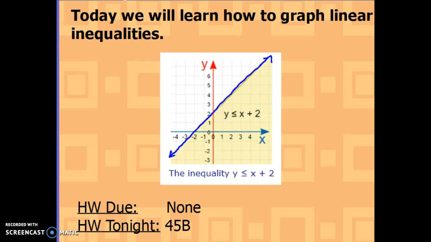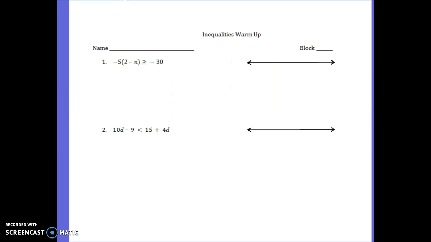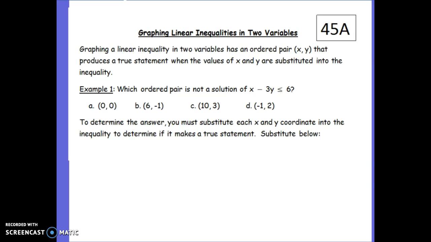The other important piece I want you to notice is the shading. The area underneath the line is all shaded. That means we have an infinite number of solutions to this inequality, and every point in that shaded region, including the points on the line, satisfies the inequality. If we go to the notes, 45A says, which ordered pair is not a solution of this inequality?